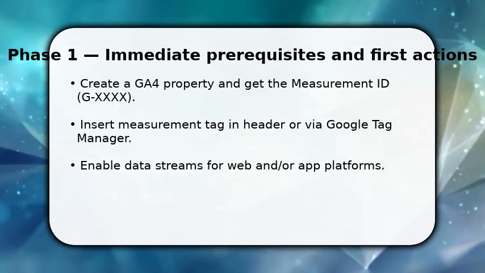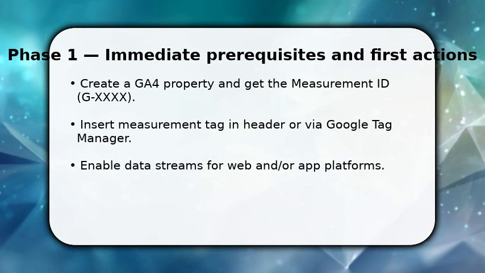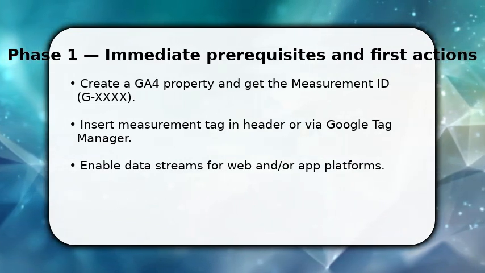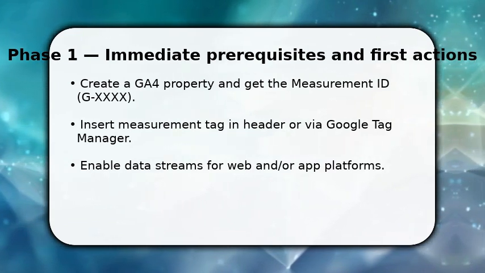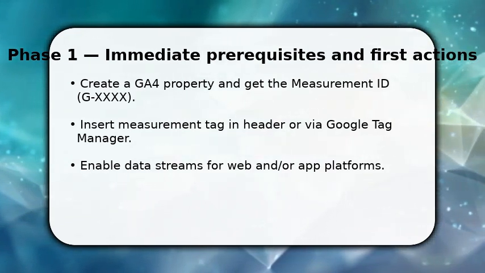You start by creating a GA4 property because that defines where events land. Once done, grab the measurement ID and place the measurement script in your site's header or deploy it through Google Tag Manager for easier changes.